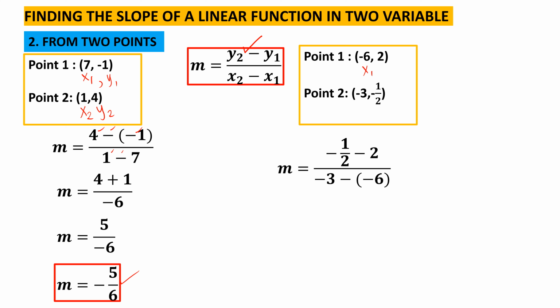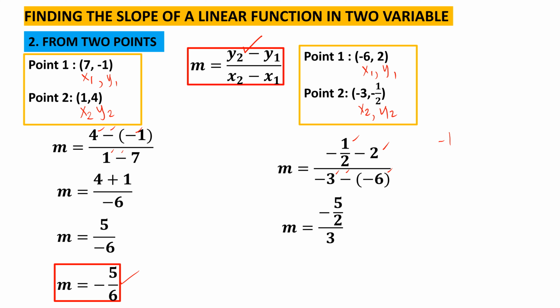Again, this is x sub 1 and this is also our y sub 1 and this is our x sub 2 and this is also our y sub 2. So to the formula, our y sub 2 is negative 1 half and then our y sub 1 is positive 2 while our x sub 2 is negative 3 minus our x sub 1 is negative 6. So therefore, yeah, why we're able to get a negative 5 halves?